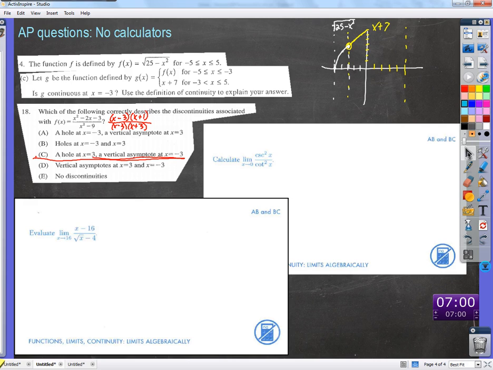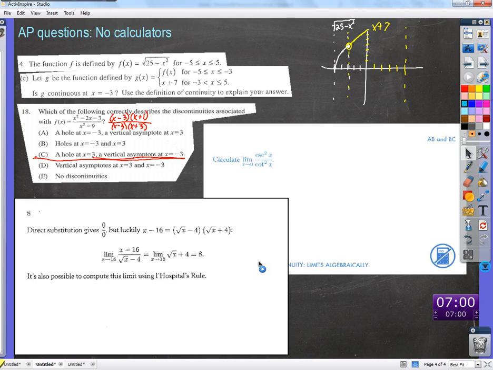You can multiply by anything in the numerator and denominator. And if you do try that, you'll find out it works out nicely. And you should get 8. And watch this. Look at that. That's my idea. So you get 0 over 0. But luckily, x minus 16 factors. So they did it differently.